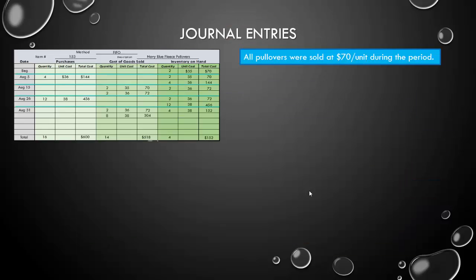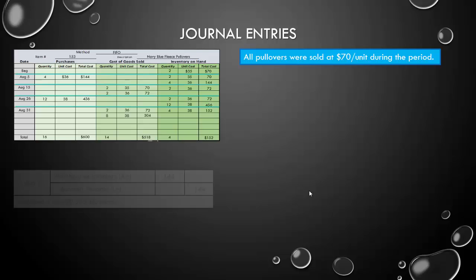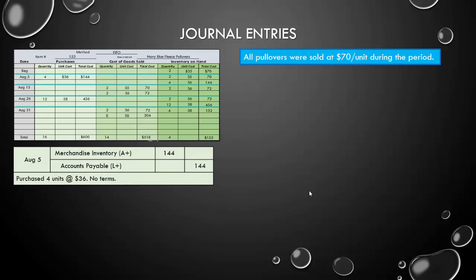To record the journal entries, we'll take our perpetual inventory record using the FIFO method, and keep in mind that our sales price is $70 per pullover. First transaction we had was on August 5th when we purchased 4 $36 units. We did so on account, so the journal entry would be a debit to merchandise inventory for $144 and a credit to accounts payable for that same $144.